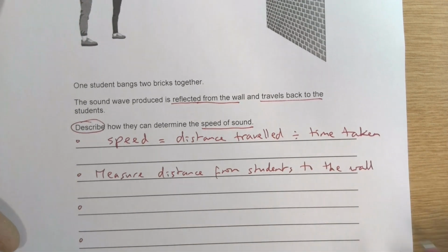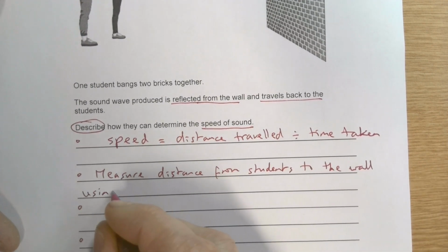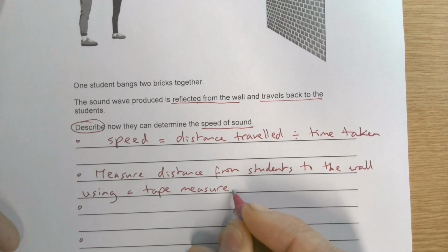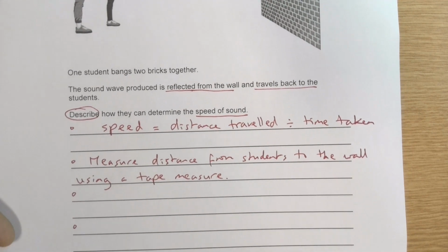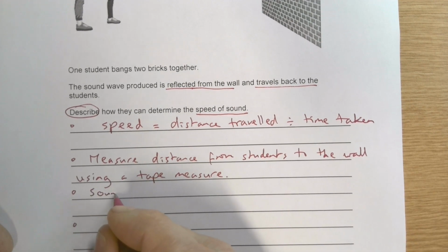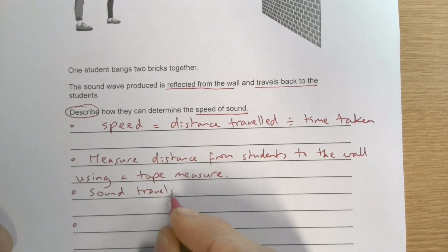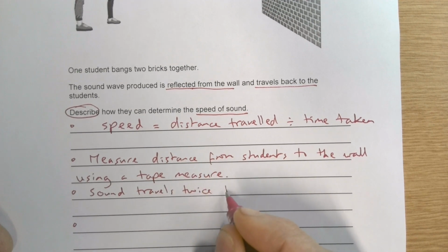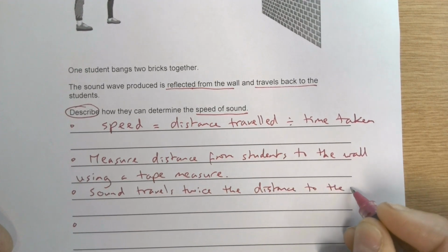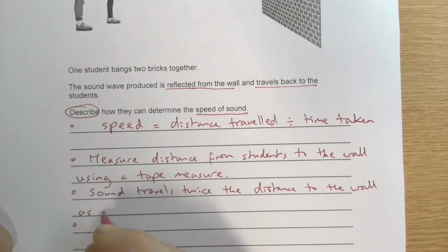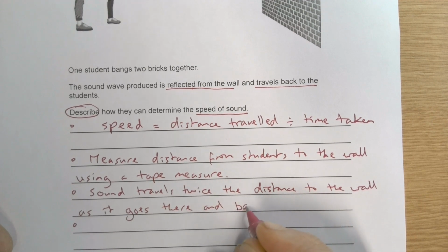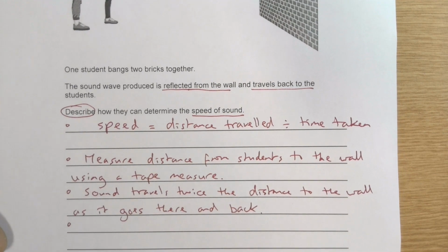What we're going to use, we might need a tape measure. Always try to say what you're going to use, such as a tape measure. You might decide to use a meter rule, that's fine, but say what you're going to use. So measure the distance from the students to the wall. The sound travels twice the distance to the wall, as it goes there and back.